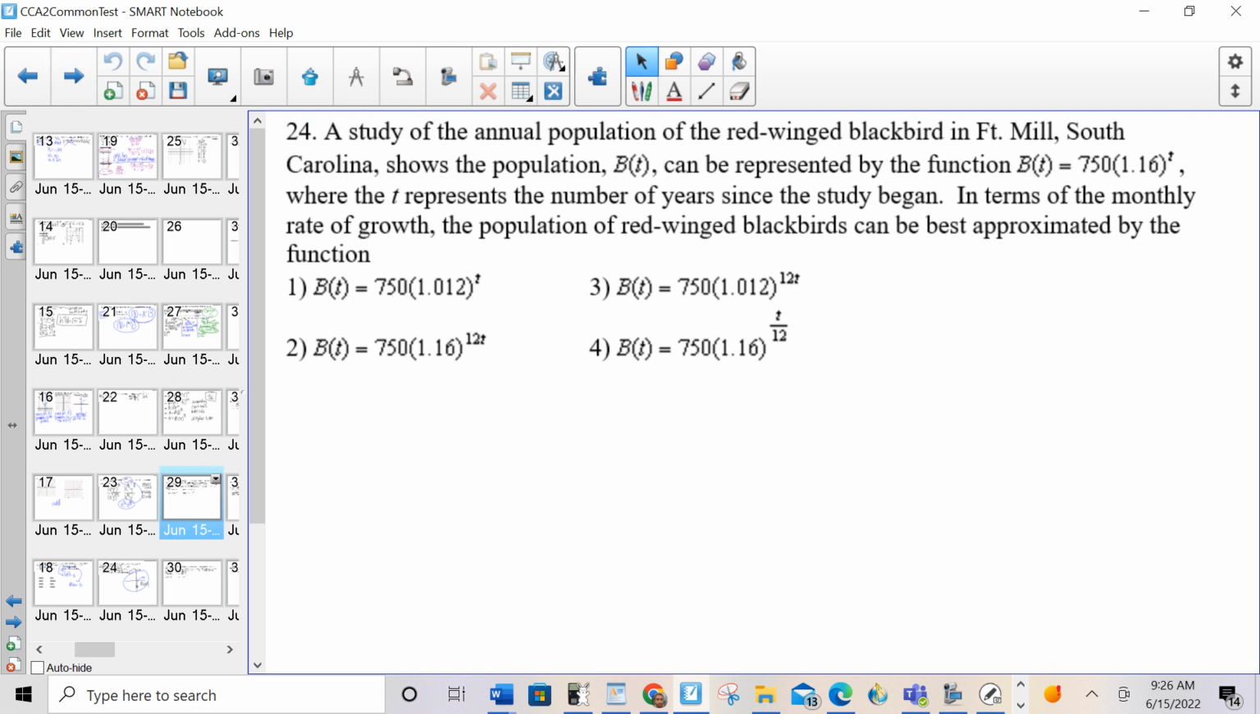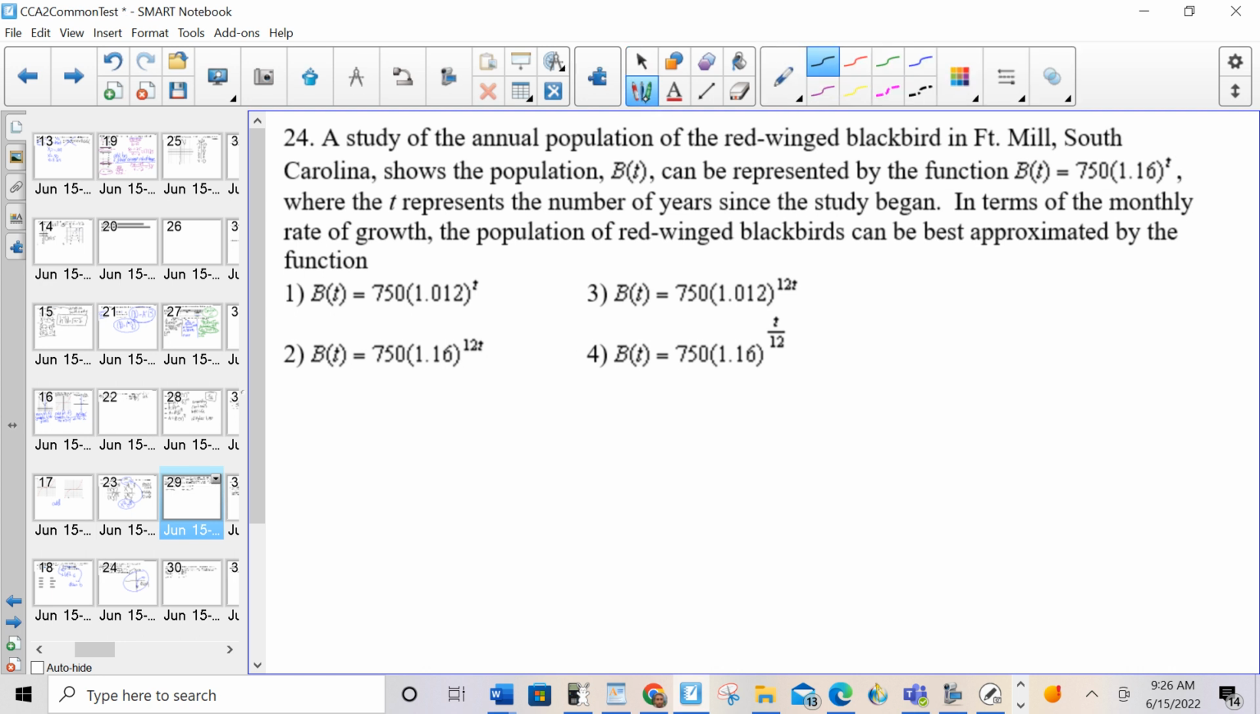This question's on every Regents. Students don't do great with it because I guess it's the reading. It's the understanding of what it's asking. A study of the annual population of the red-winged blackbird in Fort Mill, South Carolina shows the population B of T can be represented by the function B of T equals, where T represents the number of years since the study began.